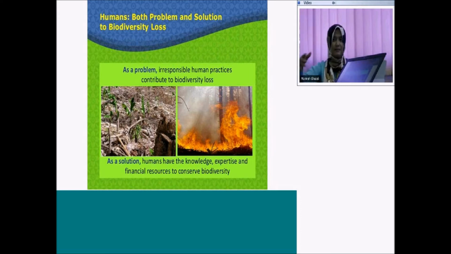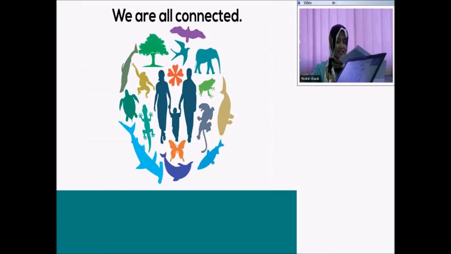So we are all connected. Remember that. Okay, we are all connected. And each and every creature is part of the biodiversity family. So let's protect our family, conserve biodiversity now. We all depend on biodiversity to survive.